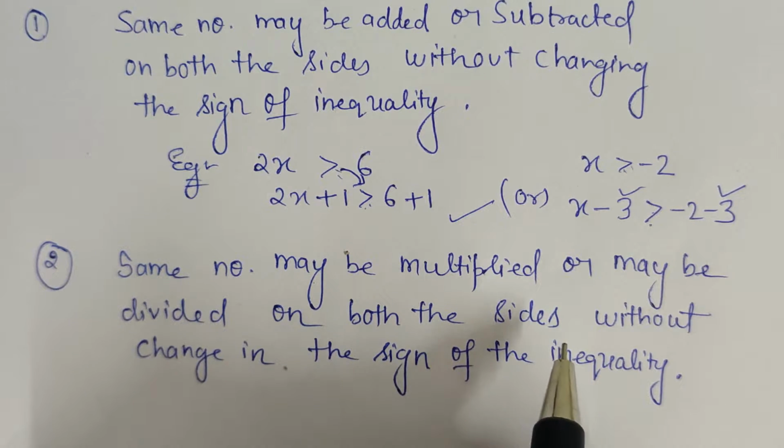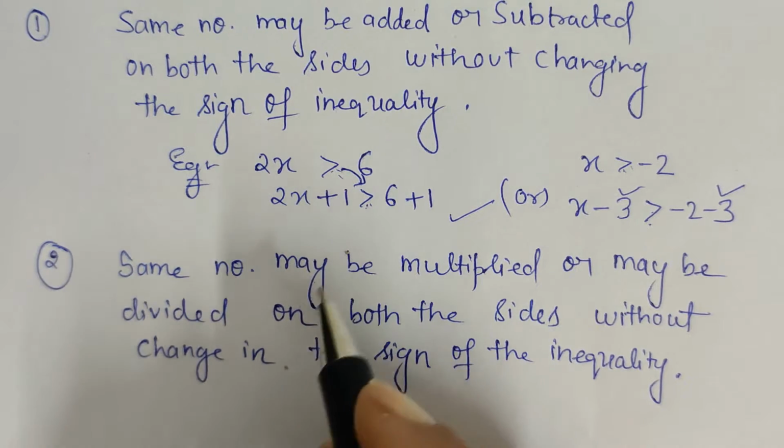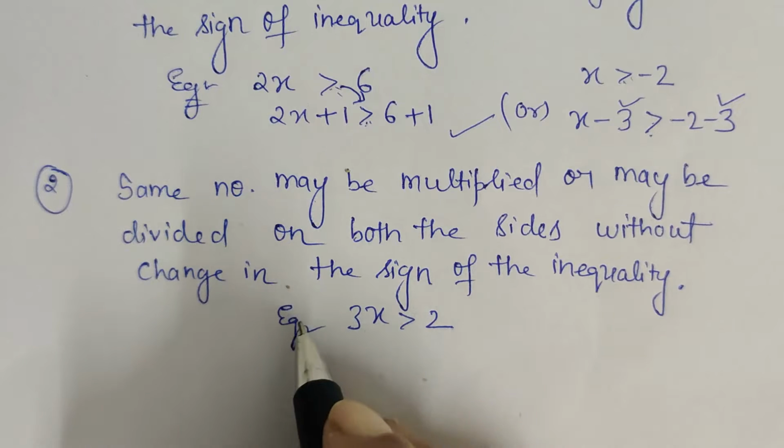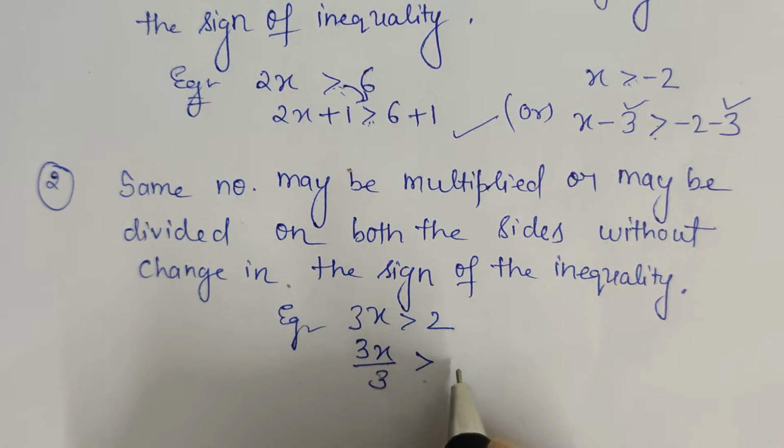inequality. Clear? Now the next rule: the same number may be multiplied or divided on both the sides of the inequality without change in the sign of inequality. Means if this is greater than, the next step also has the greater than sign. For example, if I have 3x greater than 2, for solving this, if I want to remove 3 on both the sides, I have to divide by 3 and there will not be any change in the sign of inequality. So the solution will be x greater than 2 by 3.